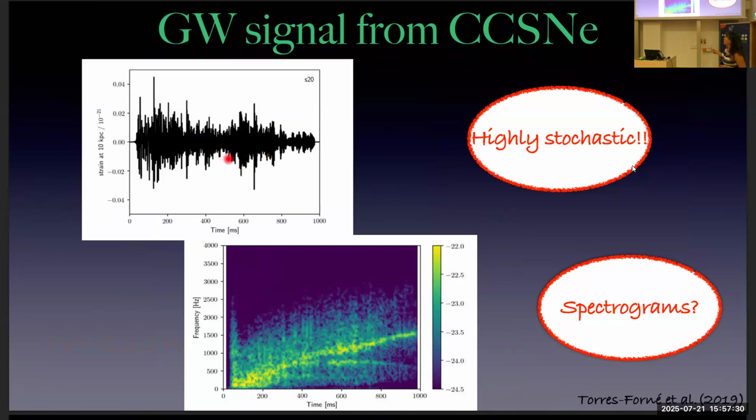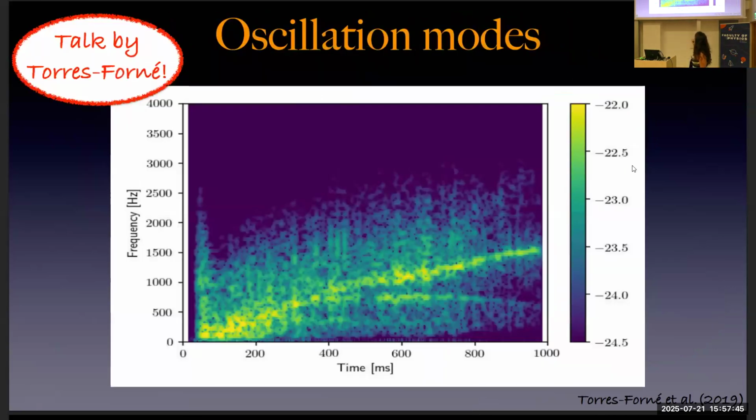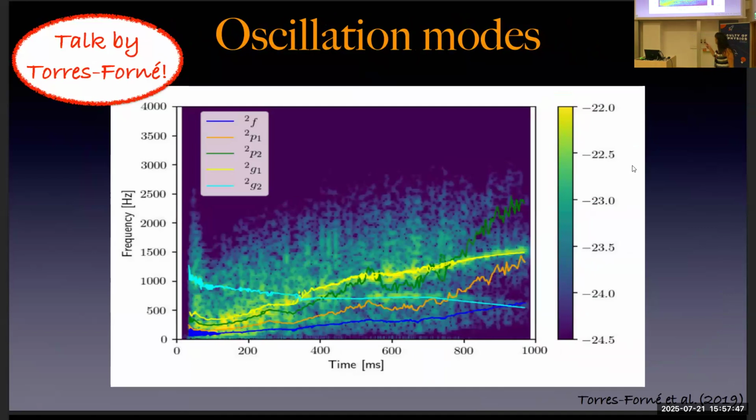Now, there are people that are going to show much nicer results of simulations, but we already know that the simulations give us a strain like this, which is highly stochastic. But once we get a spectrogram out of this, we see that we have some characteristic features. That means there is something that we can do, and this is performing asteroseismology. Later this week, Alex is going to present an overview about asteroseismology.